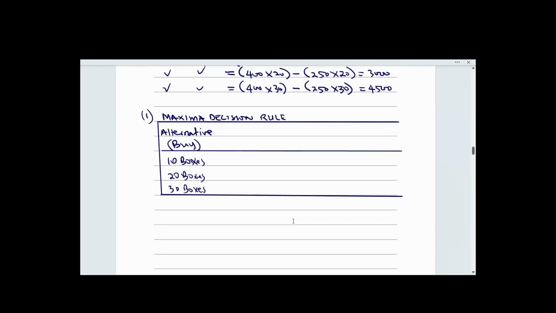We have alternatives on the row. The alternative is to know whether to buy 10 boxes of apple, 20 boxes, or 30 boxes of apple. Okay.